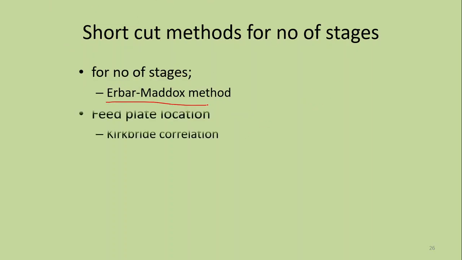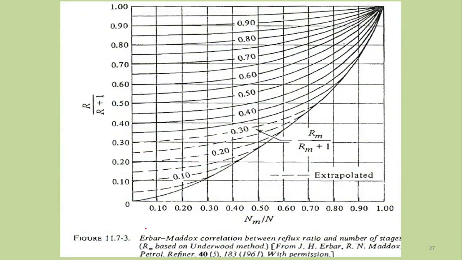Now come to the next step, the number of stages. How can we find the number of stages? That is also a shortcut method, known as the Erbar and Maddox method. In this method we have a graphical approach. After the number of stages, we can find the feed location, and for the feed location we can use the Kirkbride correlation. We are taking them one by one. This is the Erbar and Maddox method, a graphical method.